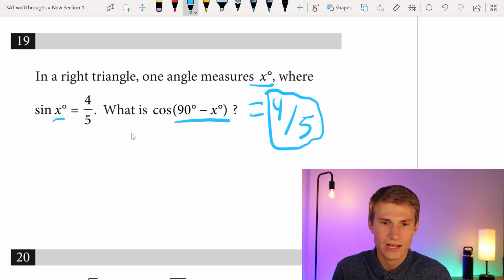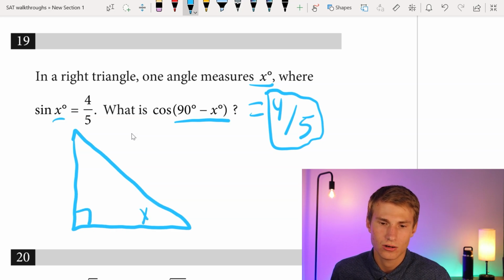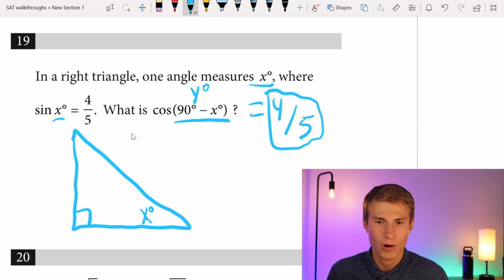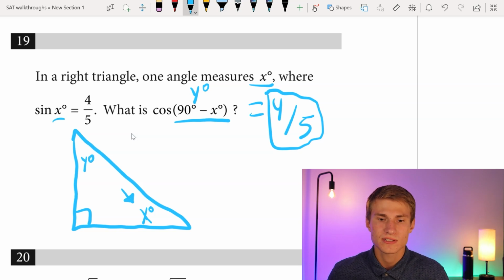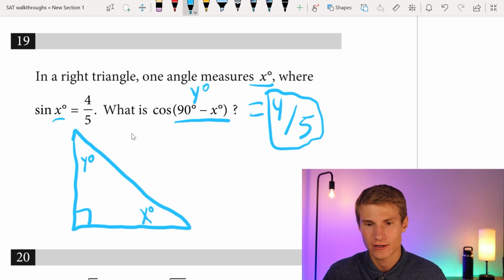All right, well, if sine of X is 4/5, I'm going to draw this out so you can see it visually. I've got my right angle here, and I'm going to call angle X this angle there. And I'm going to call 90 minus X angle Y. The reason why is because if we have X right here, then since this is a right triangle, angle Y has to be 90 minus whatever angle X is.